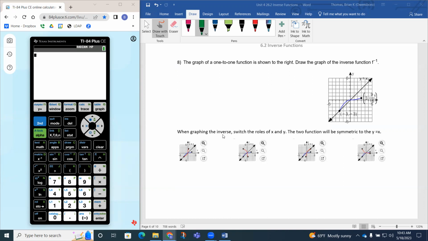So again, when graphing the inverse, what we want to do is switch the roles of x and y. The two functions will be symmetric to the line y equals x. So if I look at the function given, if we can identify some ordered pairs, we see that there's -3, -3. There's 0, 0. And then there's this 3, 9/16.